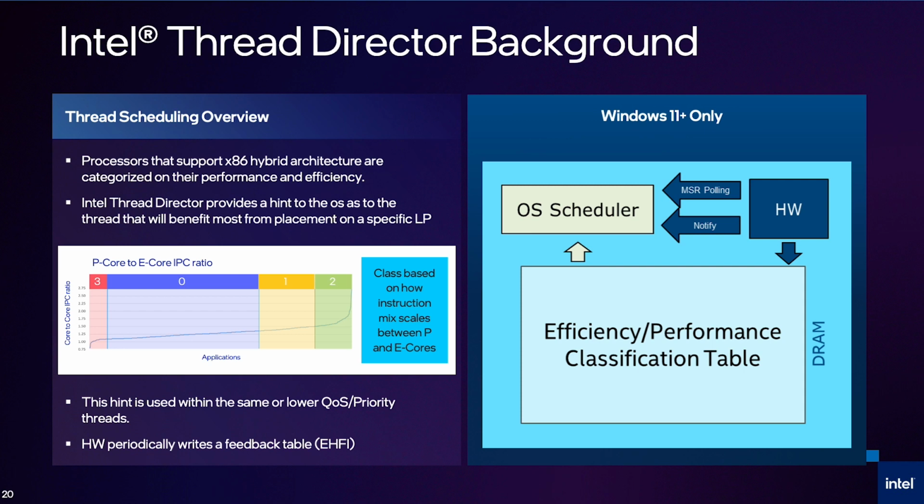Periodically, the OS and the hardware will update this table. Now, I think one thing to note is the table itself only affects threads of the same priority level. It by itself cannot have a low priority thread get a priority boost above a higher priority thread within the application.